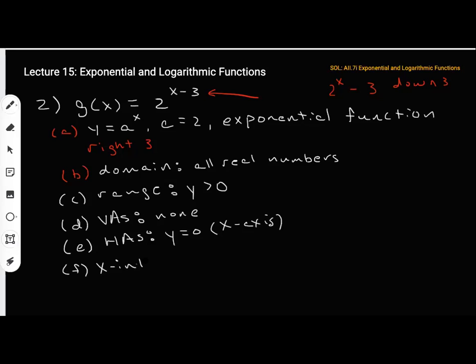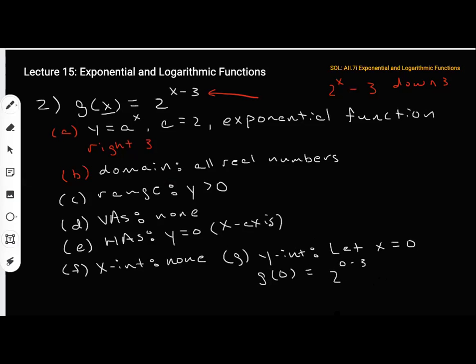X-intercepts, doesn't cross the x-axis, so none. And then the last thing is the y-intercepts. Now for the y-intercepts, what you want to do is let x be 0 and see what happens. So if you let x be 0, what happens? You get g of 0. So I replace this x with a 0.